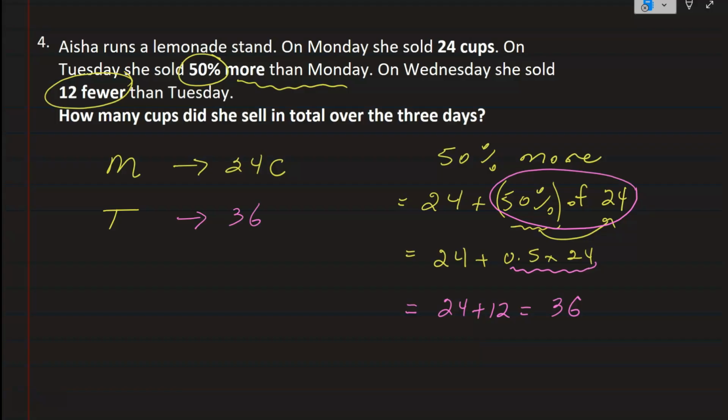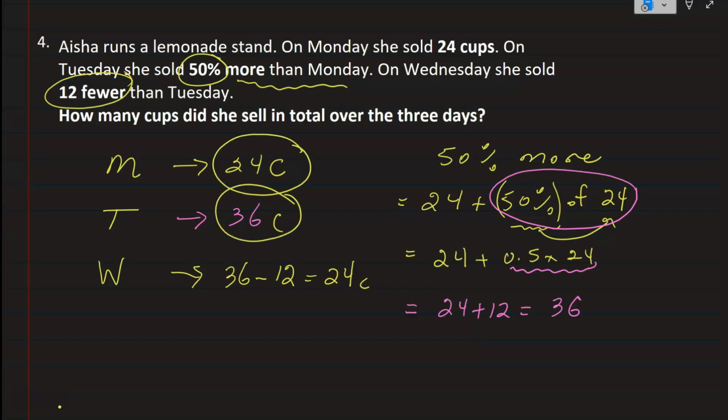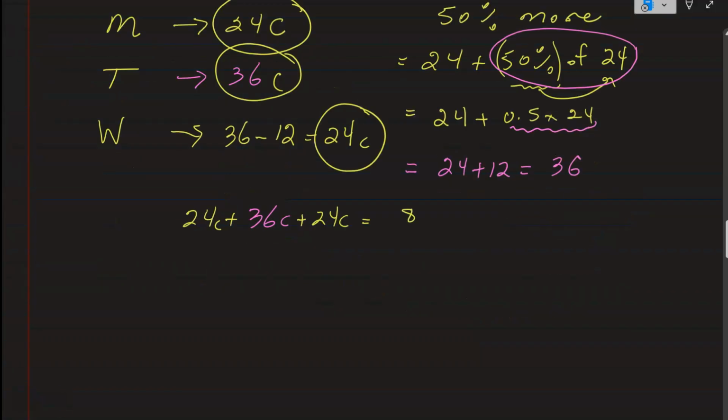All right, now let's look at Wednesday. On Wednesday, she sold 12 fewer than Tuesday. Well, 12 fewer than 36 means subtract away 12. So that would give you 24. So what do we have? These are all cups. Okay, so we have 24, 36, 24 again. Add them all up, get 84 cups in total Aisha sold.